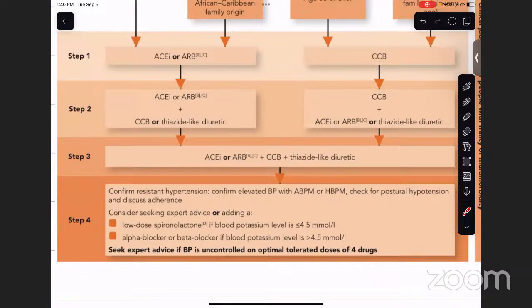After step 3 management, what we need to consider is resistant hypertension. Resistant hypertension means blood pressure stays uncontrolled despite additional or trade drugs, including thiazide-like diuretics. That's resistant hypertension. So after step 3, if blood pressure is uncontrolled, we need to consider step 4 management, including resistant hypertension management.